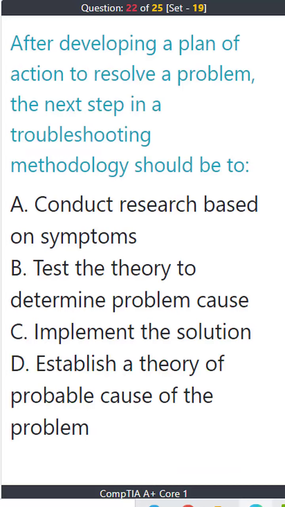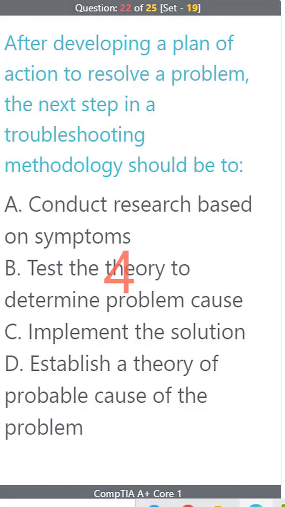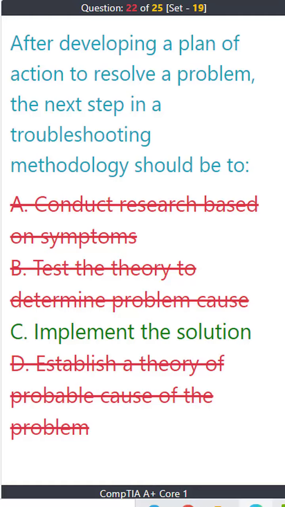Question 22. After developing a plan of action to resolve a problem, the next step in a troubleshooting methodology should be to A. Conduct research based on symptoms. B. Test the theory to determine problem cause. C. Implement the solution. D. Establish a theory of probable cause of the problem. The correct answer is C. Implement the solution.